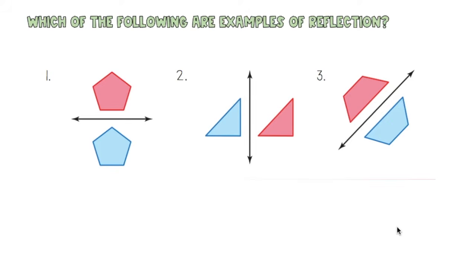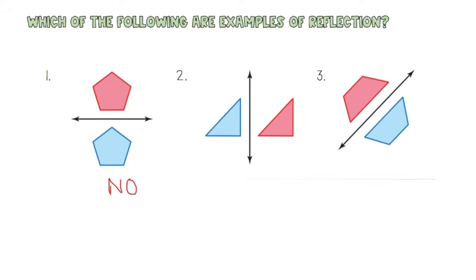Let's tell which of the following are examples of a reflection. Number 1. So I see that I have two figures here, and they both look exactly the same. The only thing that has changed about them is their location. One of them is on the top of my line and the other one is on the bottom. This is not an example of a reflection.